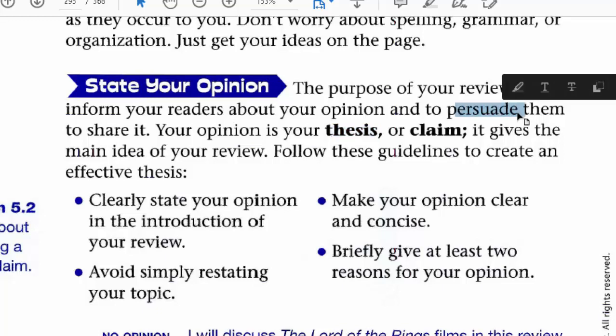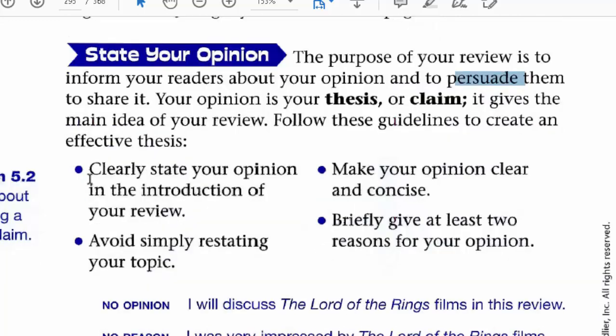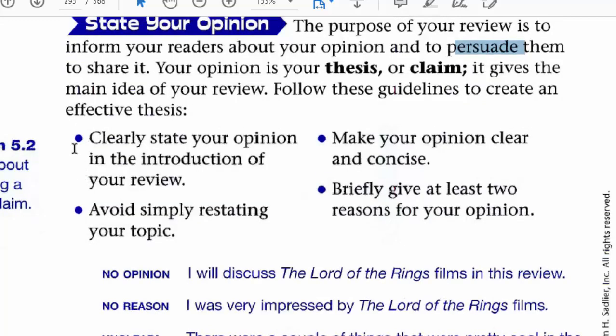Everybody can tell, but can you convince the readers? In order to do so, you have to have logical, strong evidence. Your opinion is your thesis or claim. It gives the main idea of your review. Follow these guidelines to create an effective thesis. Number 1, clearly state your opinion. Clear opinion in the introduction of the review.